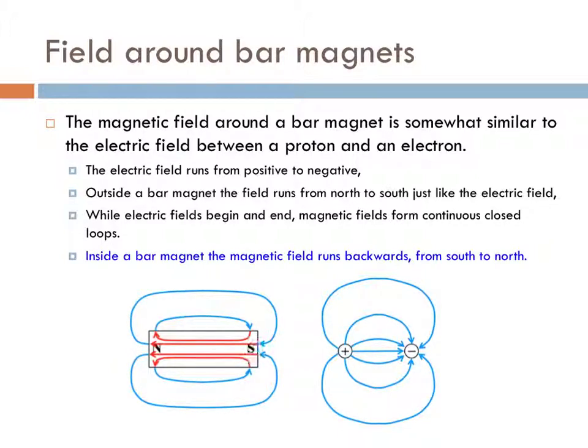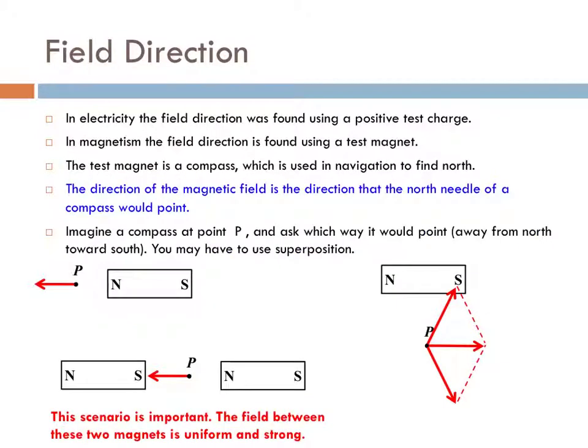But what's different is that magnetic fields form loops, which are continuous, whereas electric fields have a beginning and an end. So inside of a bar magnet, the magnetic field runs backwards. It runs from south to north so that you see these loops. So in red, you see the magnetic field inside of the magnet, and then in blue is the magnetic field outside of the magnet. So again, these are continuous loops, whereas electric fields had a beginning and an end. So just like electric fields, magnetic fields are vectors.